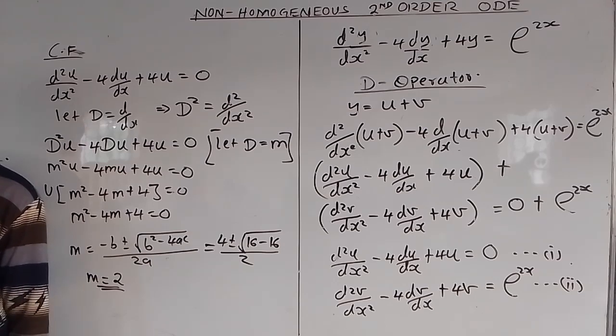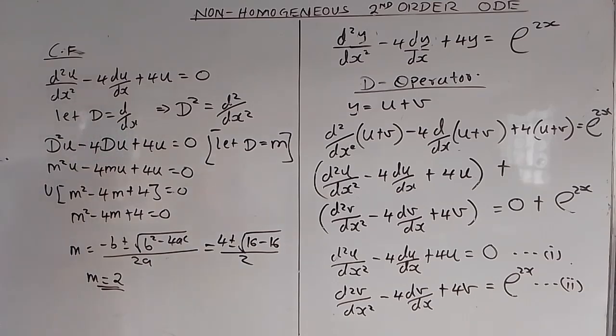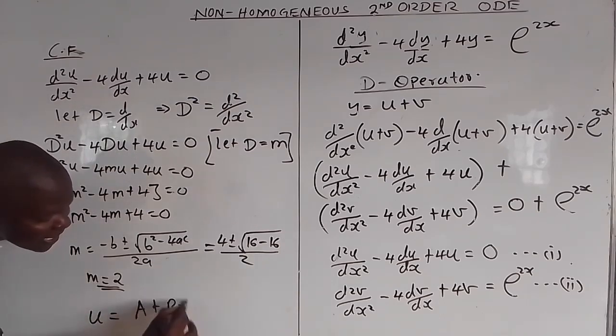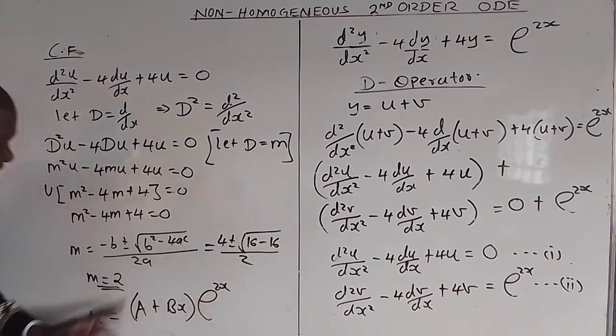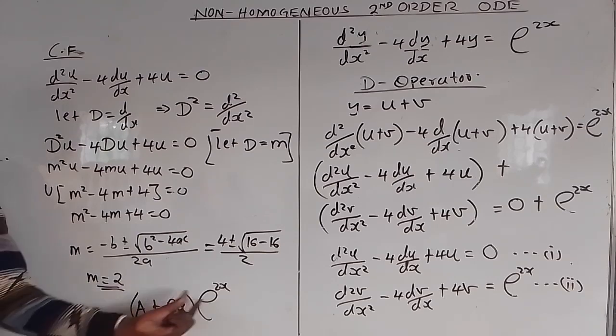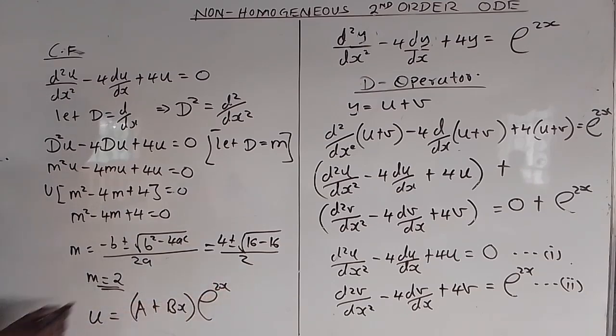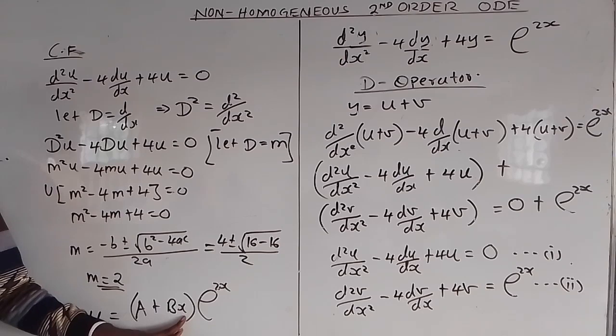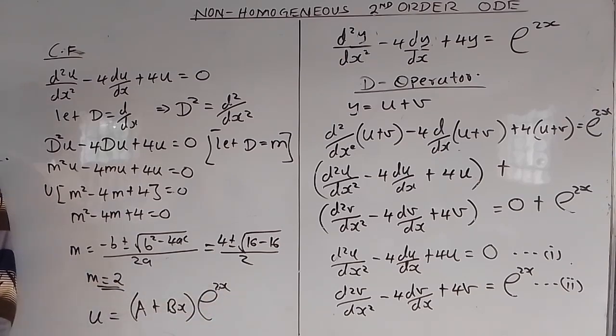Are we together? Yes. So if there is one real solution, what is our complementary function? When there is one real solution, then we have a plus bx into the exponential of that real root. Are you seeing that? It is supposed to be a plus bx, exponential m1 x, as we saw in our non-homogeneous equations, isn't it? Because we have one real solution, the form is a plus bx exponential 2x, where that 2 is the only real solution we found, isn't it?